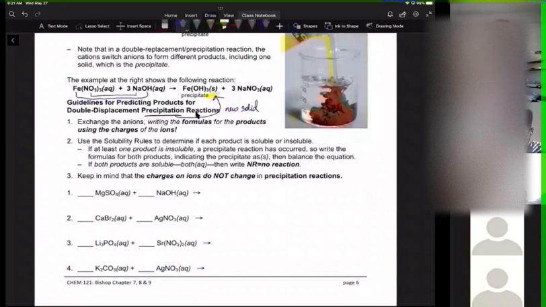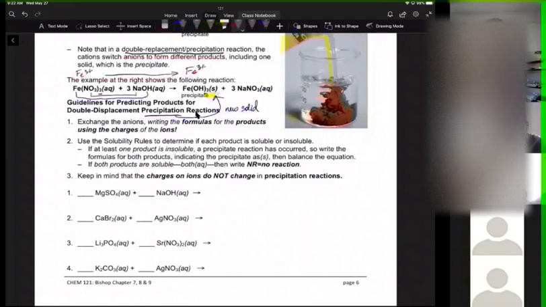Then, after we predict our products, we have to decide: is it solid or aqueous? Now, one thing to keep in mind is that for something like iron, where it could be +2 or +3, it's going to stay the same. So in this case, we have Fe3+ here, and it's going to stay Fe3+ here. And that is true for a double replacement or double displacement reaction.